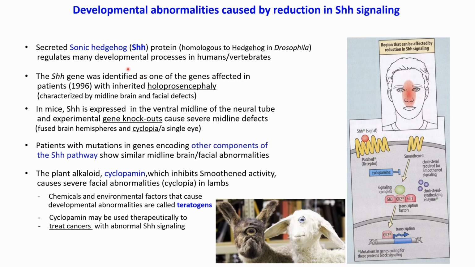But it was identified as one of the genes affected in patients with inherited holoprosencephaly, which is characterized by midline brain and facial defects. They found that the plant alkaloid cyclopamine inhibits smoothened activity, and through a lack of smoothened activity, sheep that have eaten plants that contain this cyclopamine have these very severe facial defects. They're sort of cyclopean. They're almost like a cyclops. This just illustrates that these pathways we're talking about are indeed important in development.